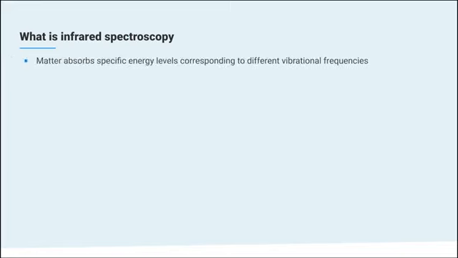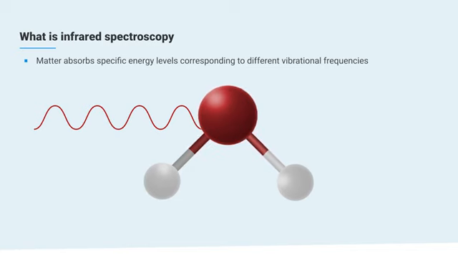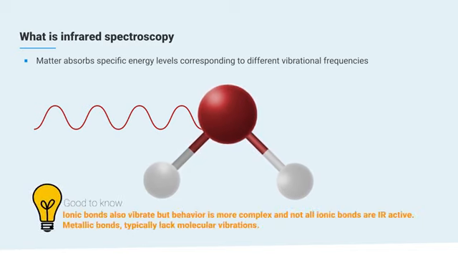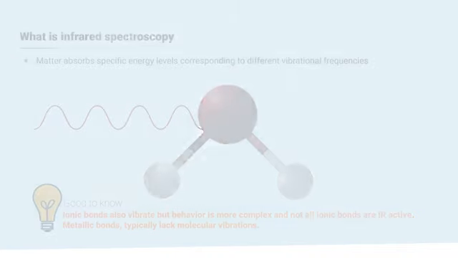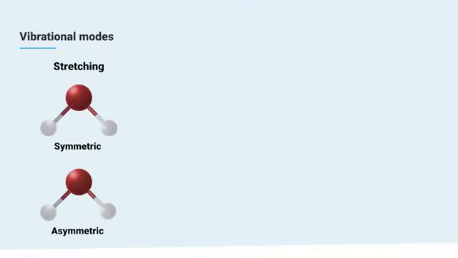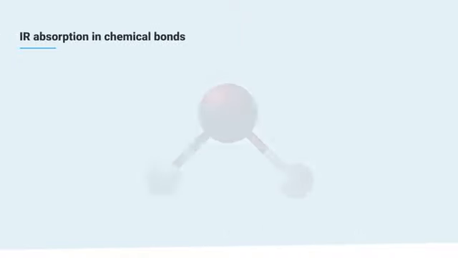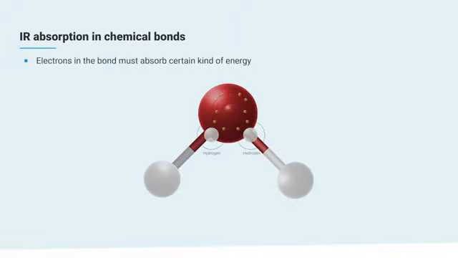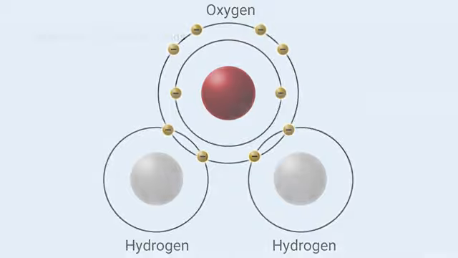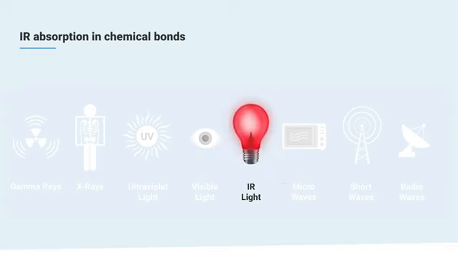Infrared spectroscopy is based on the principle that matter absorbs specific energy levels corresponding to different vibrational frequencies, also called modes, producing distinct spectral signatures. There are two primary types of vibrations for a covalent bond: stretching vibrations, where the bond oscillates back and forth, and bending vibrations, where the bond flexes up and down. To induce either of these vibrations, the electrons in the bond must absorb a certain amount of energy. The energy required for most bonds in molecules to vibrate corresponds to the wavelengths found in the infrared region of the electromagnetic spectrum.